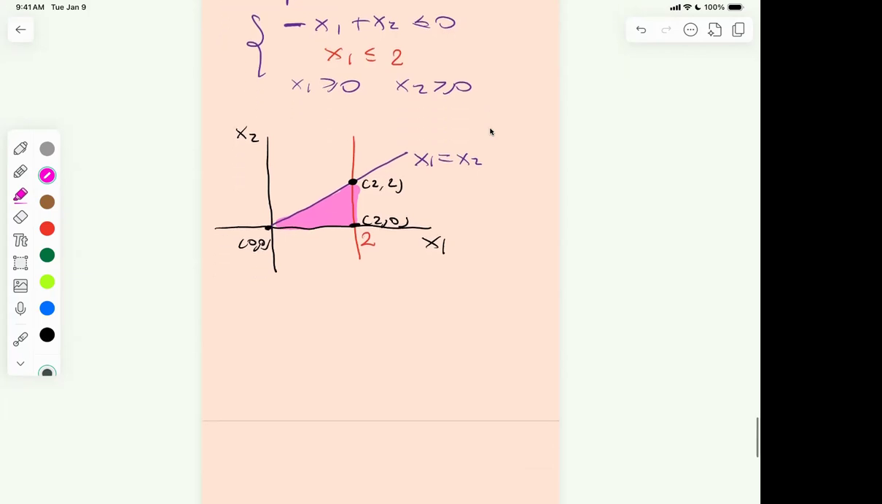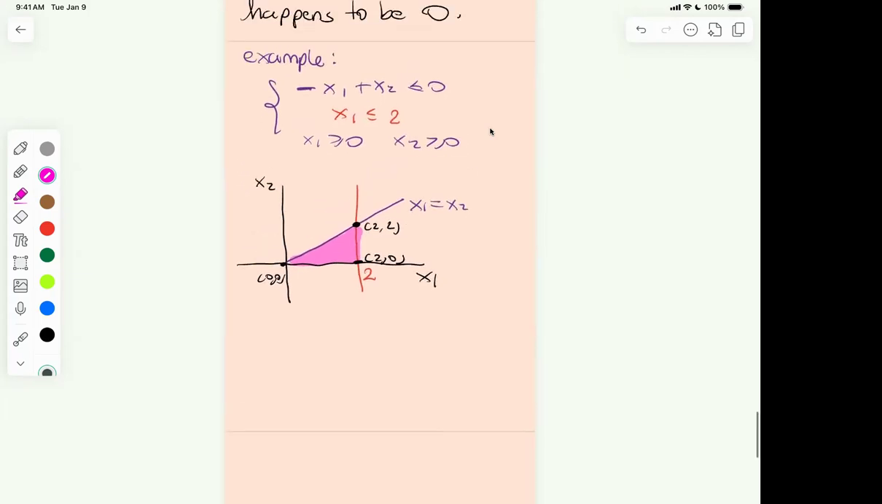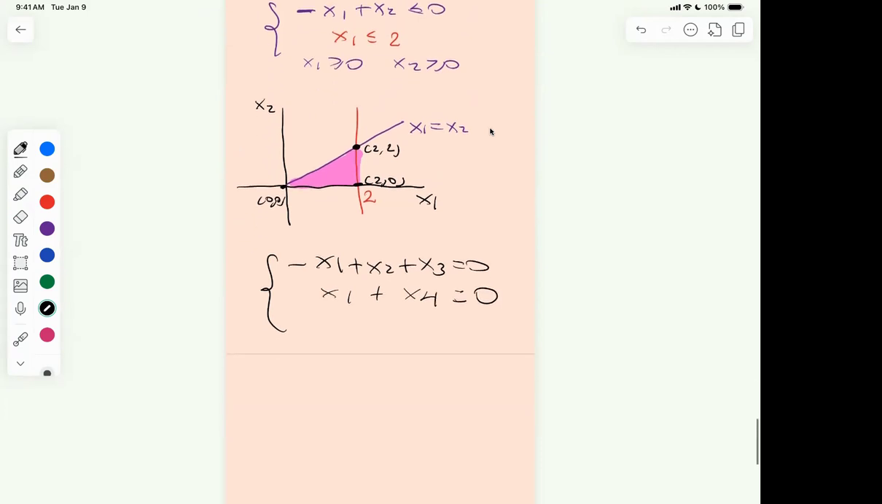Okay, and so it has 3 corners, as you can see. And so if you wanted to set this up, because there are 2 inequalities, you have to add a slack variable for each of them. So you would have something like minus x1 plus x2 plus x3 equals 0. And then you would have x1 plus x4 equals 0. So that is the equational form of the system.